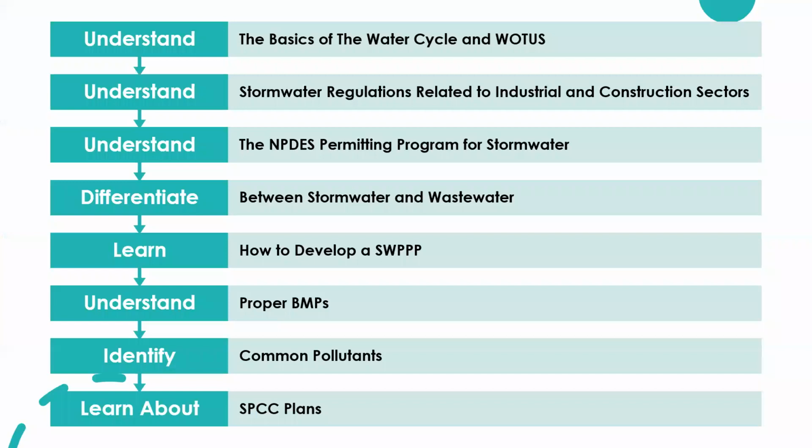All right, so the main things that we're going to go over today: first, just the basic water cycle and what waters of the US are defined as under the NPDES program. We're going to go over stormwater regulations related to both the industrial and the construction stormwater sectors. We're going to go over NPDES permitting and the whole program for stormwater, the difference between stormwater at sites and your wastewater, how to develop a stormwater pollution prevention plan, the proper BMPs that are a part of this plan, go over some common pollutants, and then lastly, we'll touch on SPCC plans.